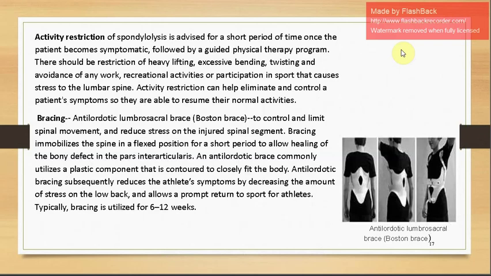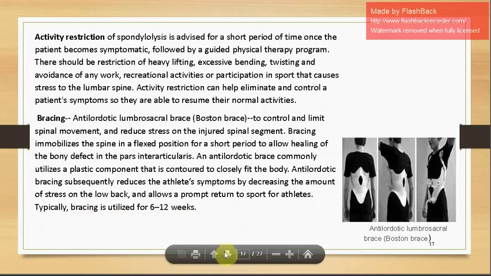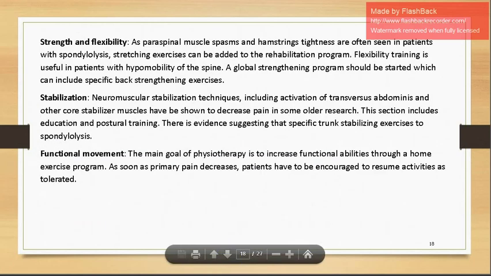Antilordotic bracing subsequently reduces the athlete's symptoms by decreasing the amount of stress on the low back and allows a prompt return to sports for athletes. Typically, it is utilized for 6 to 12 weeks. Then strengthening and flexibility programs, as paraspinal muscle spasms and hamstring tightness are very often seen in patients with spondylolysis.